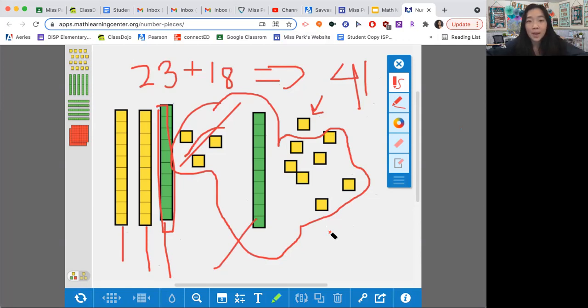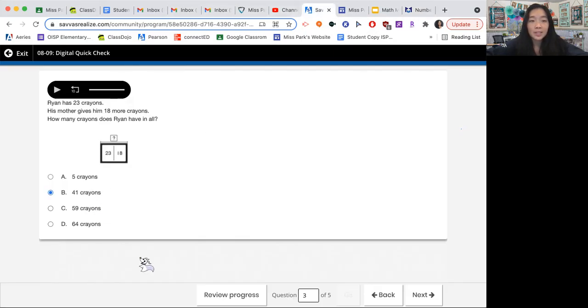I know I made a big mess, but that's okay. That's what happens in math. Sometimes you have to show a lot of different work. So let's see if I can find 41. Yes, B.